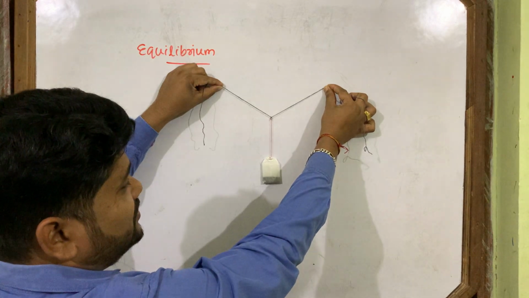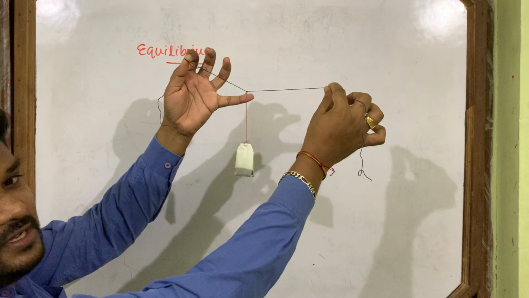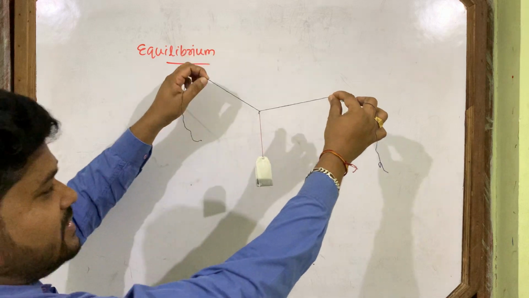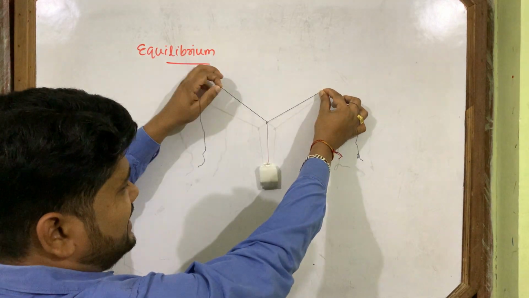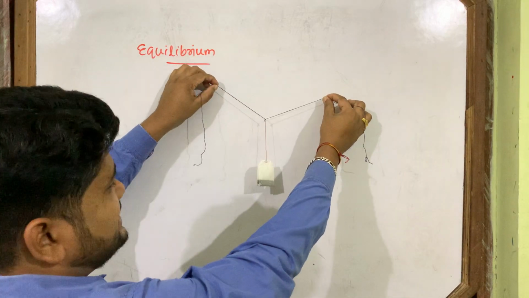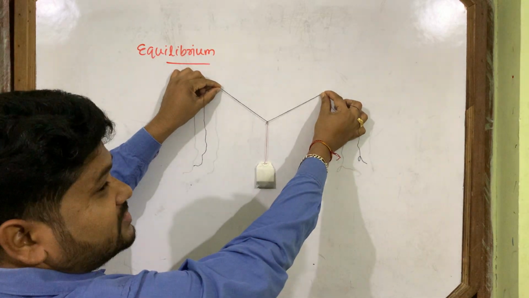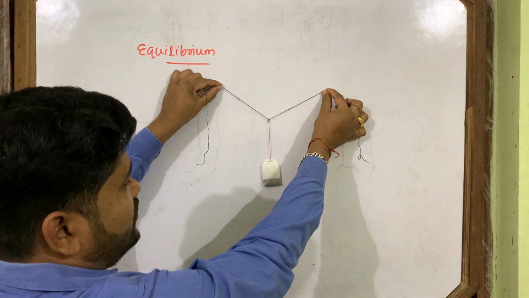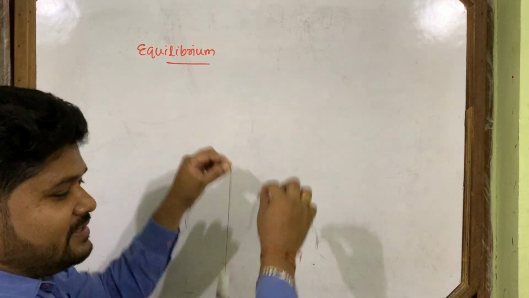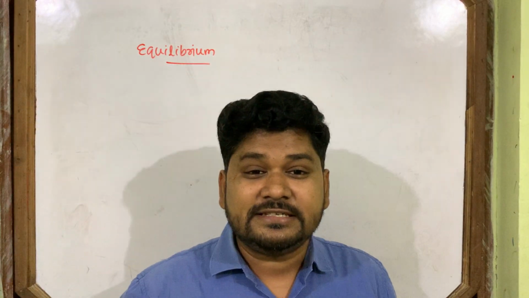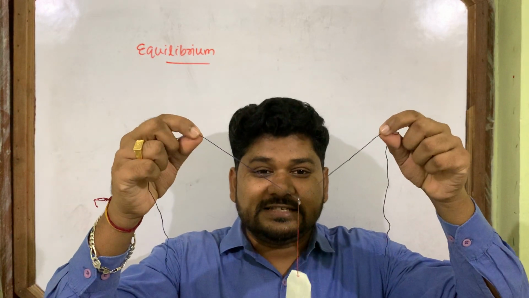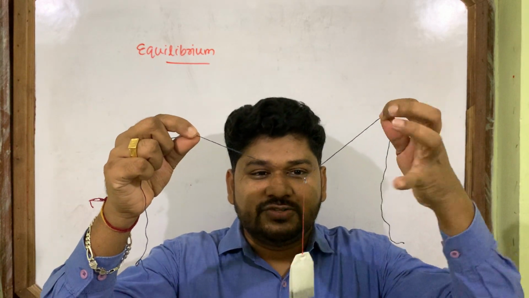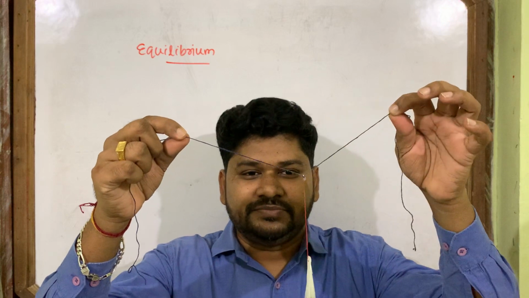What about the motion of this point? You see, 3 forces are acting at this point, but still the point is at rest. Why is the point at rest? It means the 3 forces cancel each other, so the point is at rest.